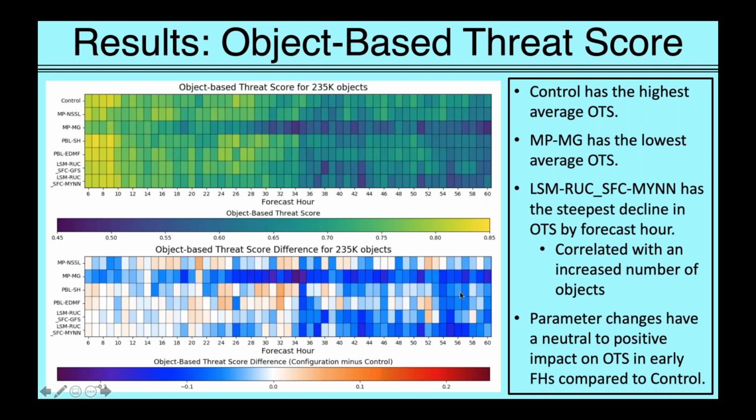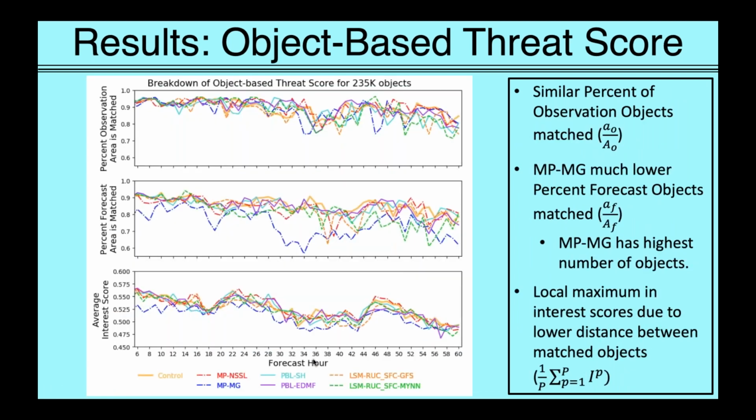However, as we get into later objects, we start getting into where the control is, where our configuration is higher than the control. So, trying to figure out, why is this? Why does the MPMG have a much lower forecast or a much lower OTS? We broke the OTS into pretty much 3 parameters. This isn't the exact way to break down the OTS, but it still gives us a rough idea.